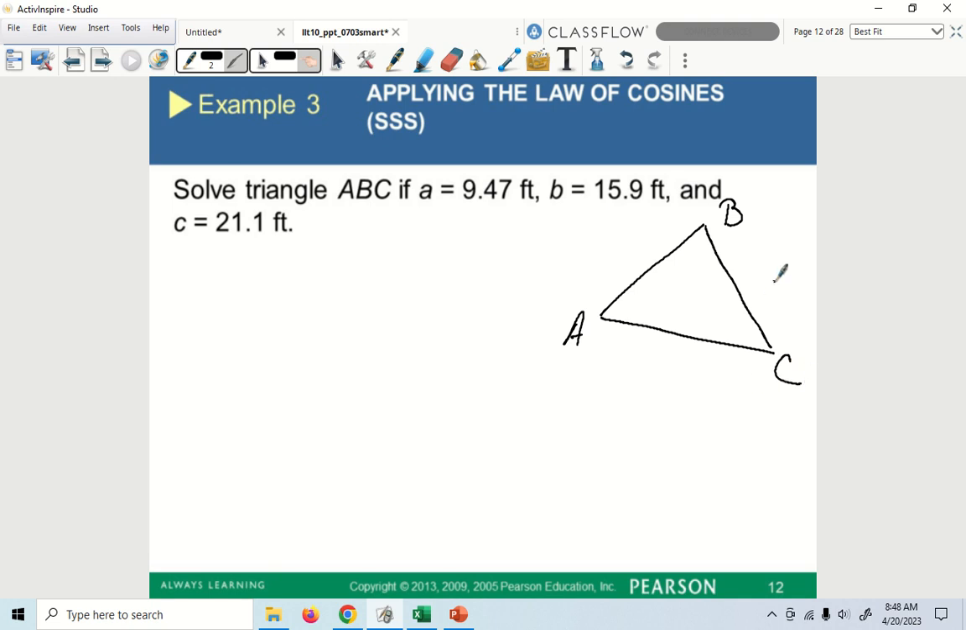All right, so little a is 9.47. Little b is 15.9. Little c is 21.1.